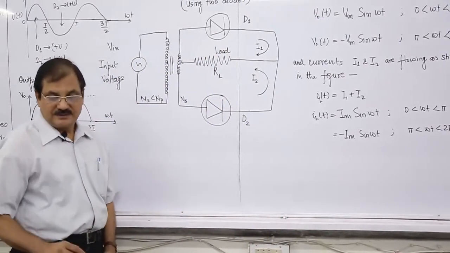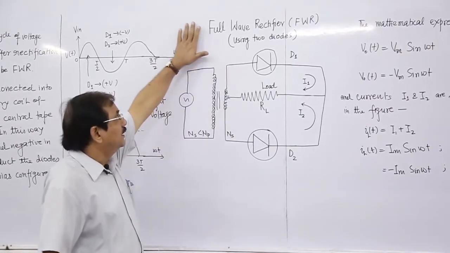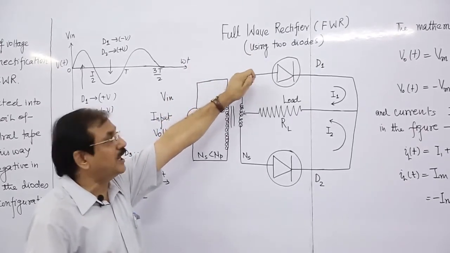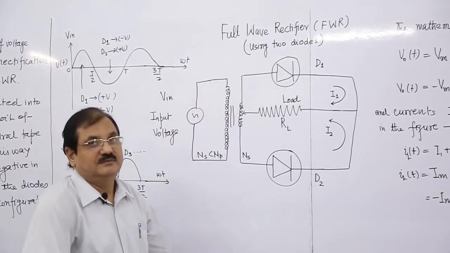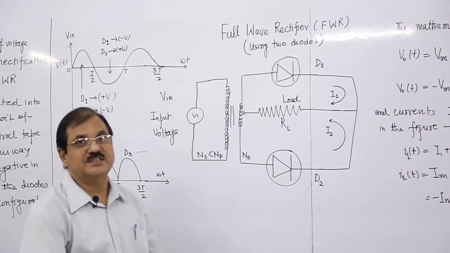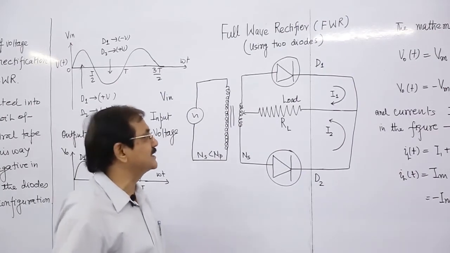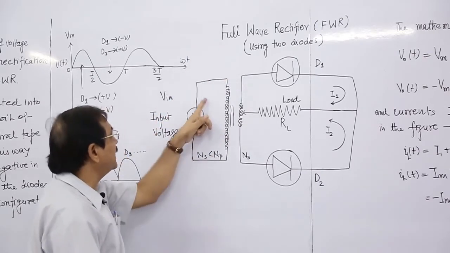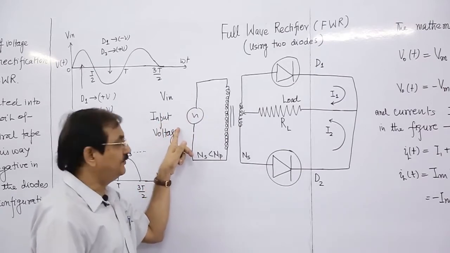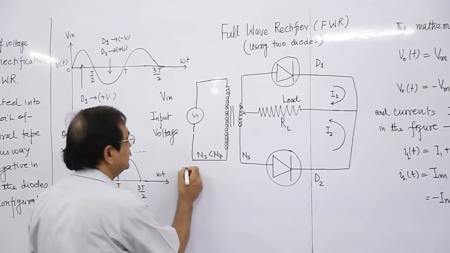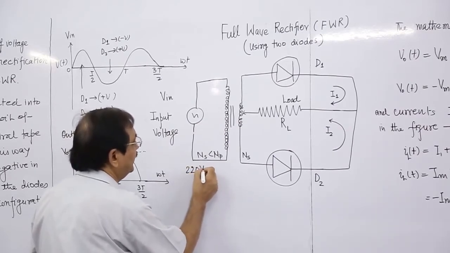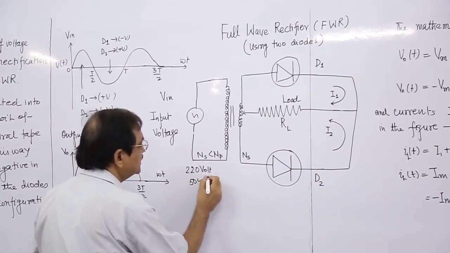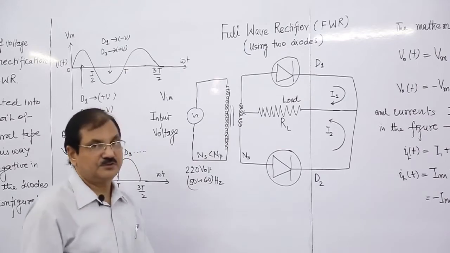So, from this diagram, it is a full wave rectifier, FWR, using two diodes. There is another circuit also in which there are more than two diodes, we will discuss that later. In this two diode circuit, this is the main supply input voltage Vin, which is well understood, 220 volt and 50 to 60 hertz.